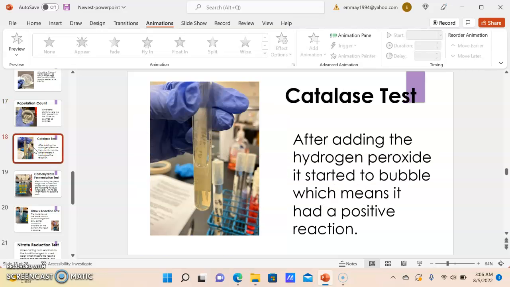For the catalase test, after adding the hydrogen peroxide, it started to bubble, which means we had a positive reaction. Our picture we kind of took late, so it's kind of hard to see the bubbles, but there were a few there when we got the picture.